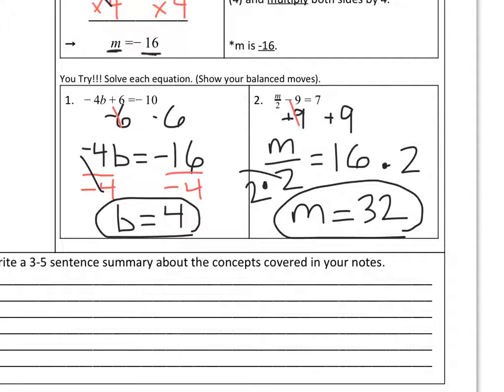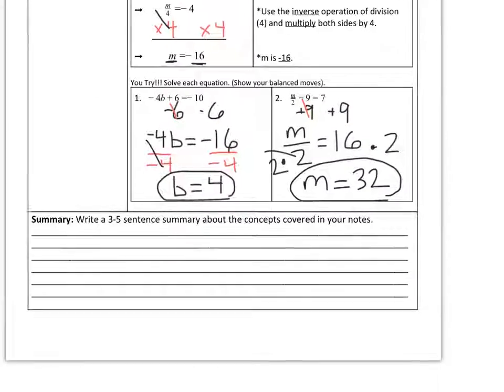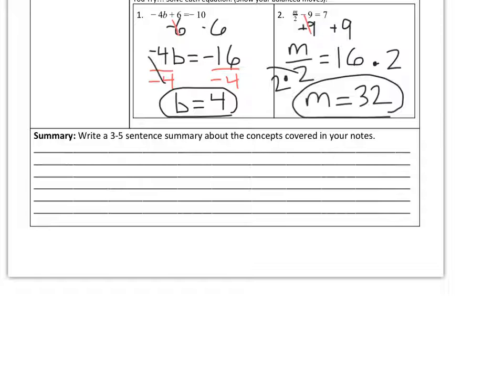And if we check those, if I put 4 in for b, negative 4 times 4 plus 6, that'll work out. And if I test 32 as well. I hope that made some sense. We'll be doing lots more practice with solving equations. Go and take some time to write your 3 to 5 sentence summary about what you've learned. Answer those questions at the top, and I'll see you next time.